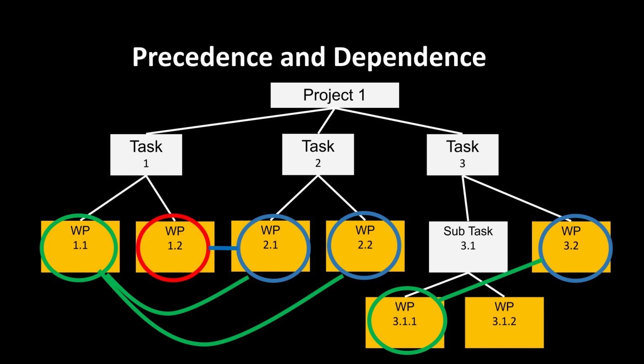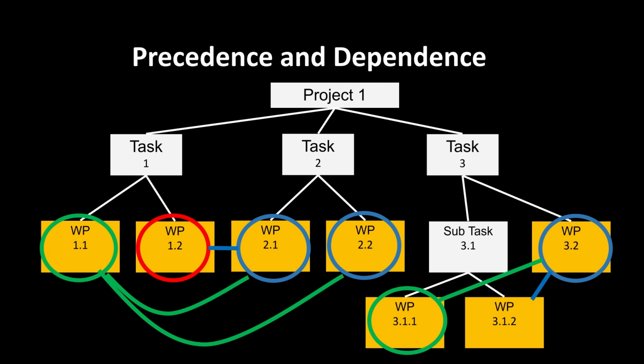Next, I've decided that actually this work package 1.2 is dependent on the blue work package 2.1, which is dependent on the green work package 1.1. So I'm beginning to create these chains of logical events here. Okay, so we're beginning to build up this list.